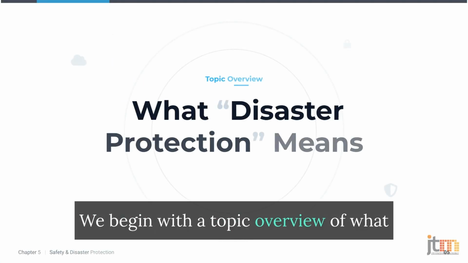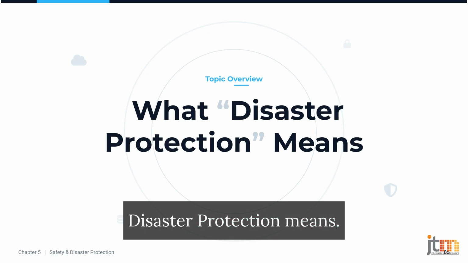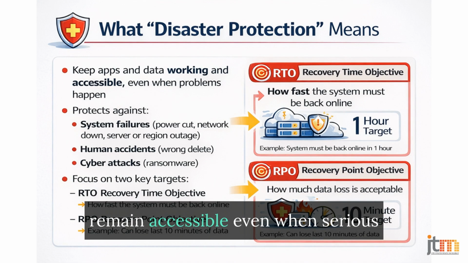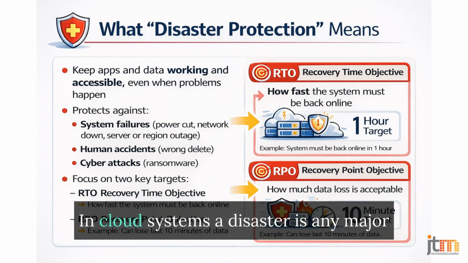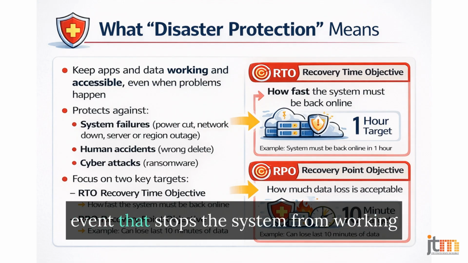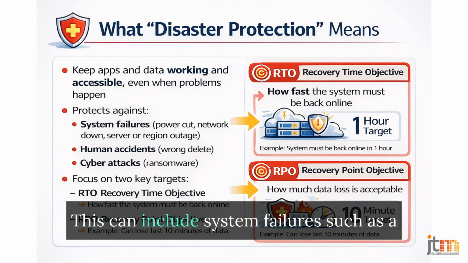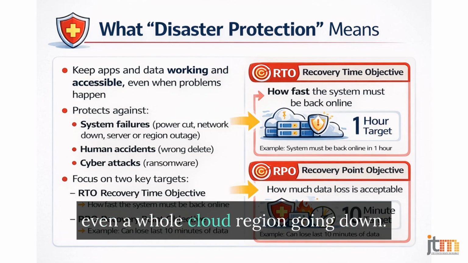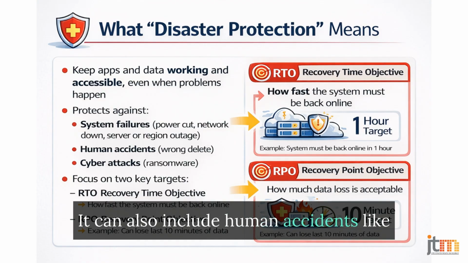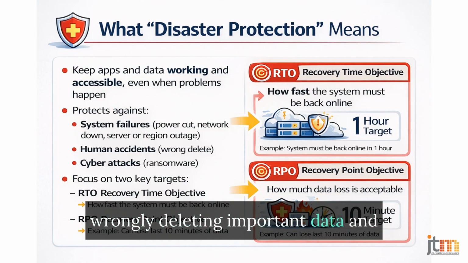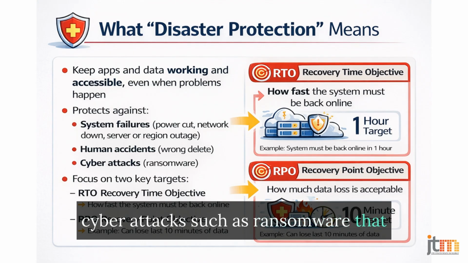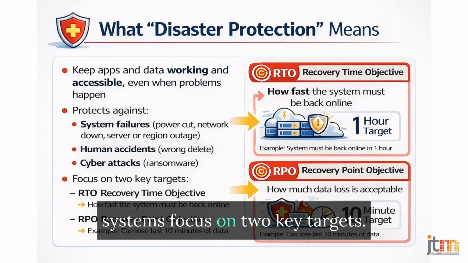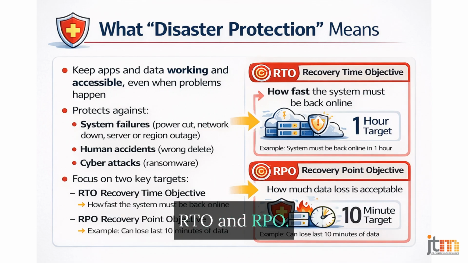We begin with a topic overview of what disaster protection means. Disaster protection means making sure applications and data keep working and remain accessible, even when serious problems happen. In cloud systems, a disaster is any major event that stops the system from working normally. This can include system failures such as a power cut, network outage, server crash, or even a whole cloud region going down. It can also include human accidents, like wrongly deleting important data, and cyber attacks such as ransomware that locks files or systems. To prepare for these situations, cloud systems focus on two key targets, RTO and RPO.